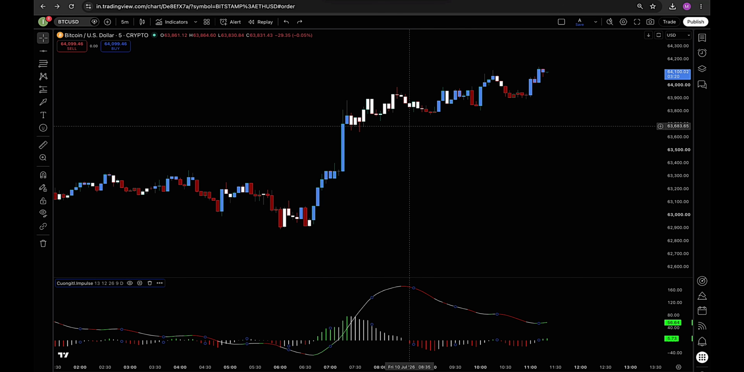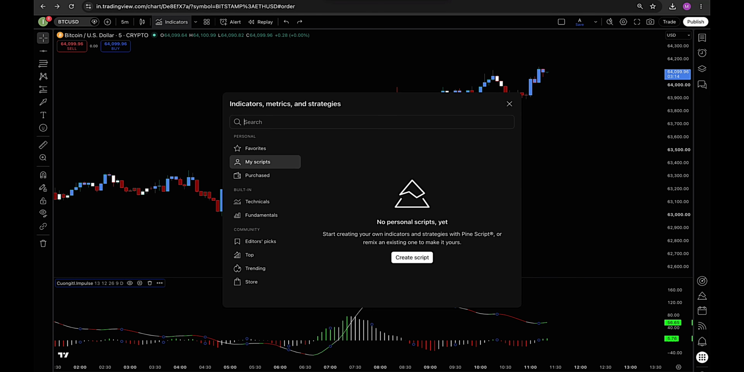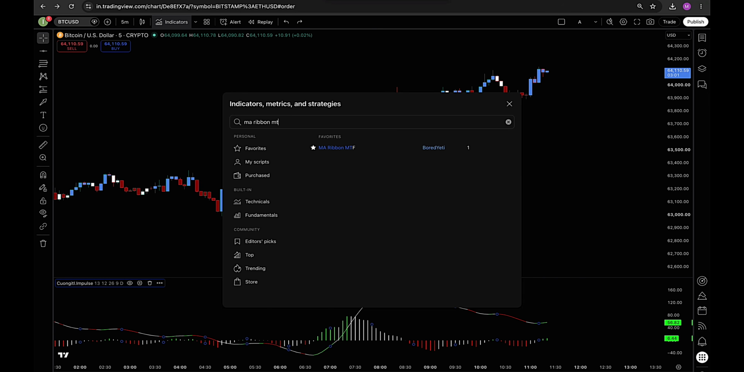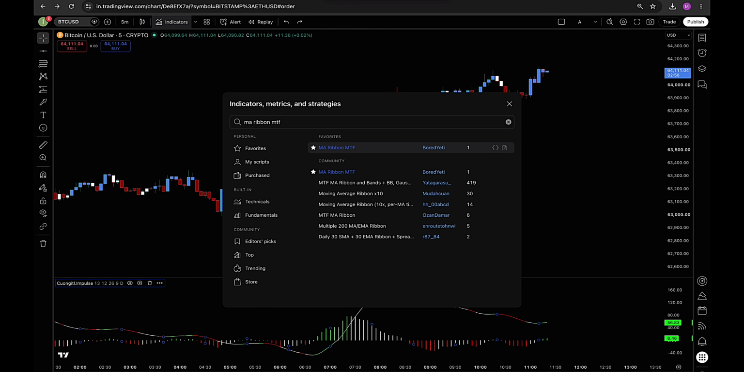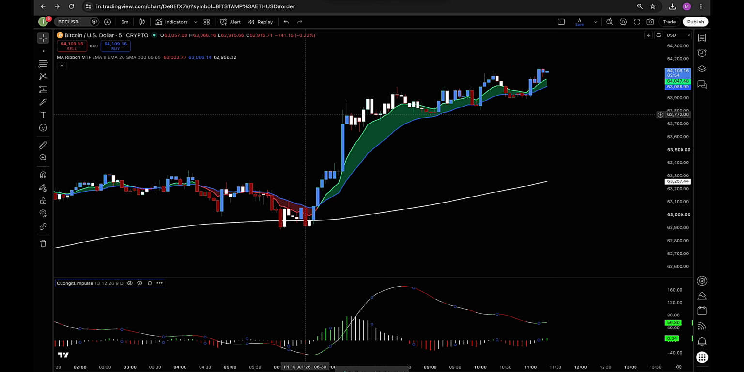Now we'll add the second indicator here, which is a very important indicator. So here, we'll go to the indicator. And here, we'll search for the name of the second indicator, which is MA. As soon as you type MA ribbon MTF, it will appear at the top of the list. You need to add it. Once you add it, it will show up like this. Now, you need to go into its settings.